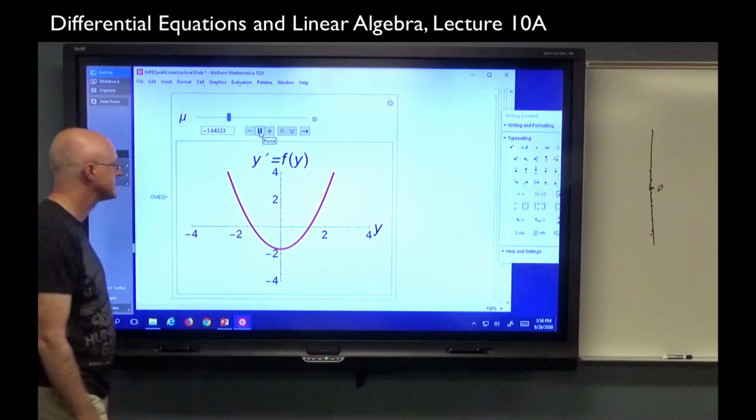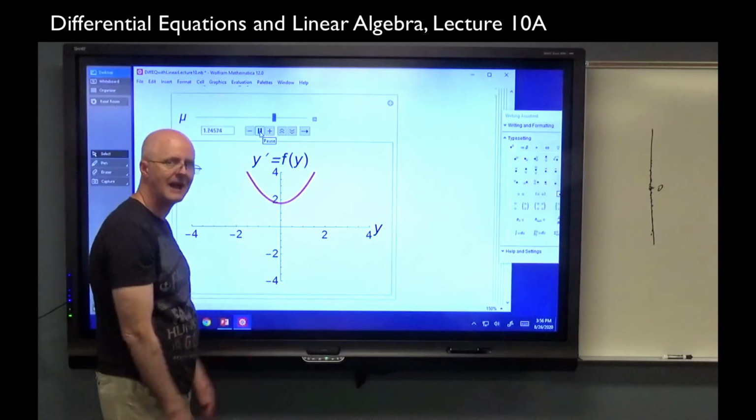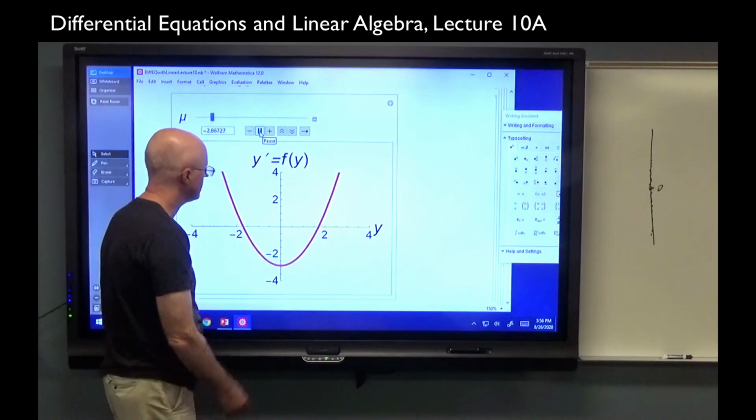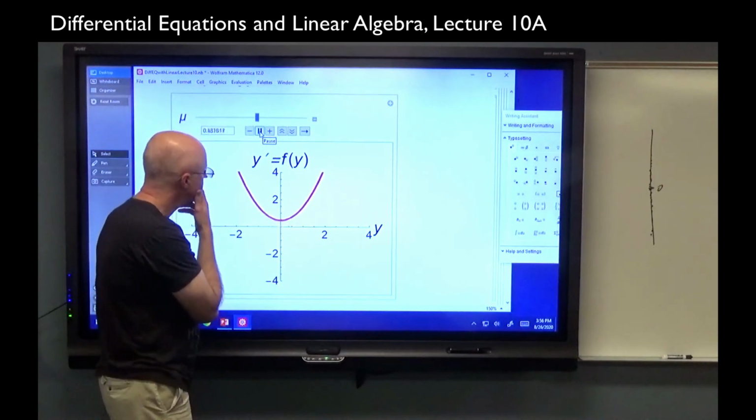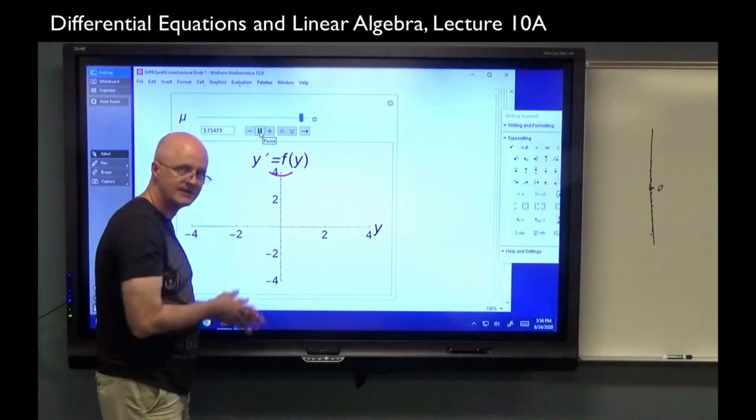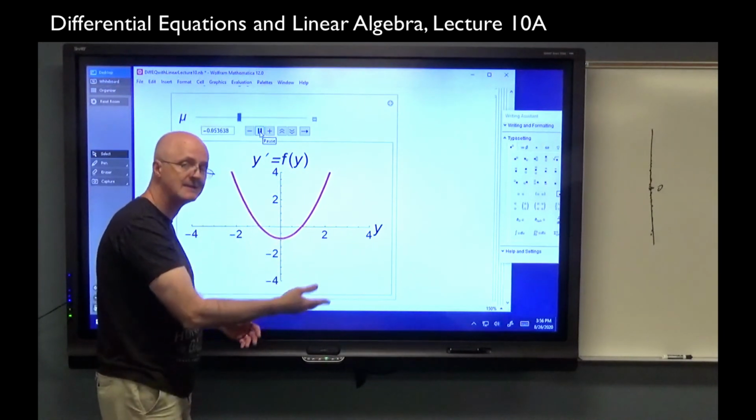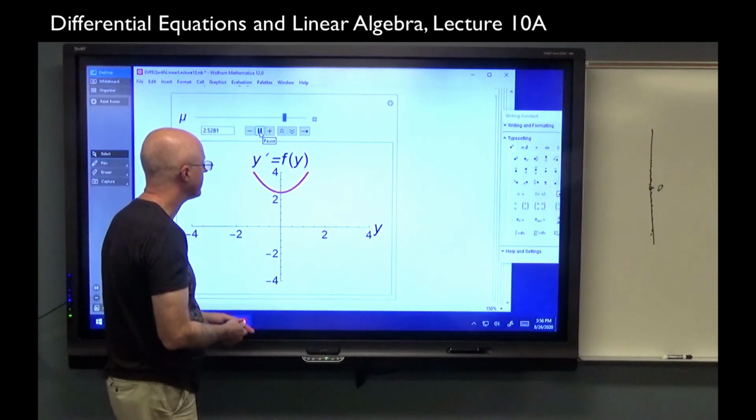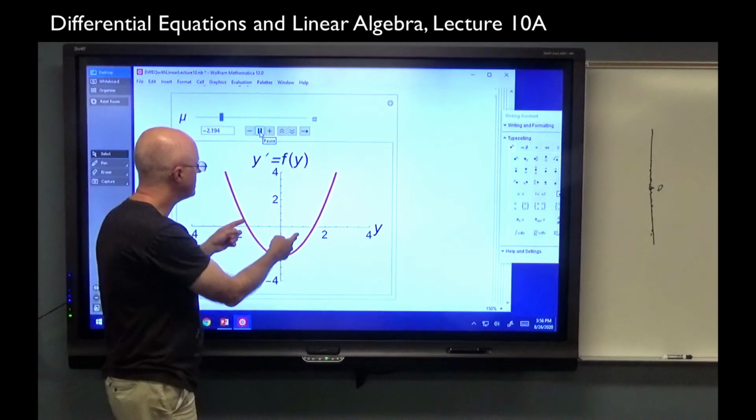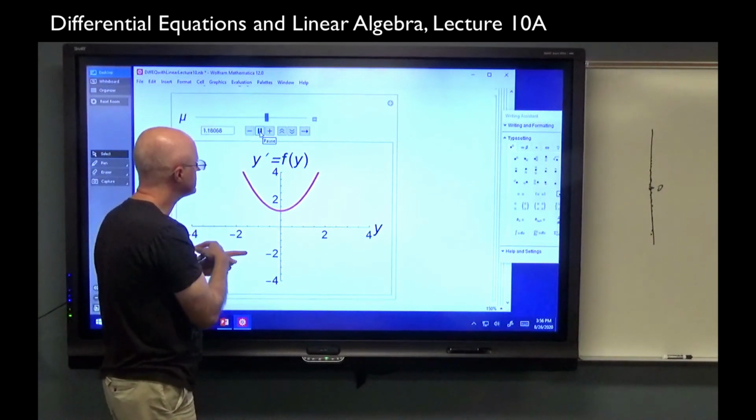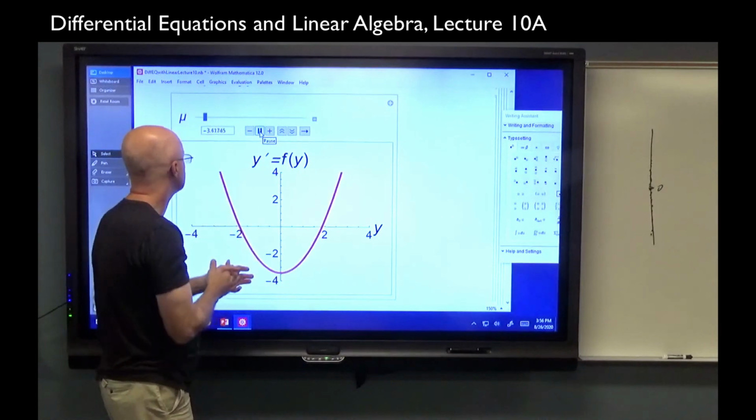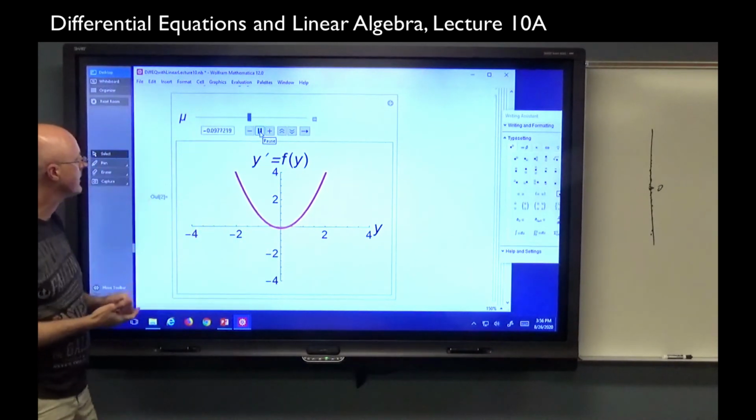As mu increases, I probably should have put dots at the y-intercept points there, but I didn't. As mu increases, the graph gets translated upward. So for the phase line, as mu increases, we go from having 2 equilibria, like right now, to 1 right when mu is 0, to none when mu is positive. You can see the value of mu right there.